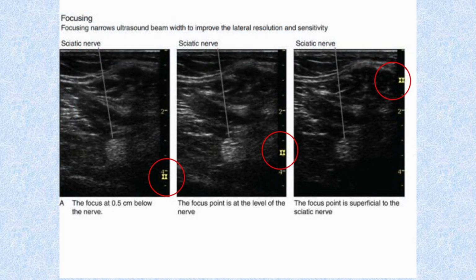So how do you adjust your gain? Oh, sorry, focusing. You want to see the structure. Do you want the nerve here? Then you can focus over here. If you focus here instead, the ultrasound beam will concentrate here, and you'll miss your target. You cannot see your target.